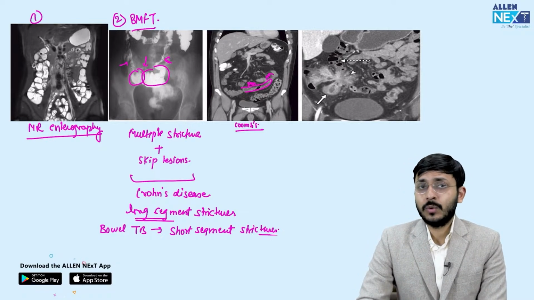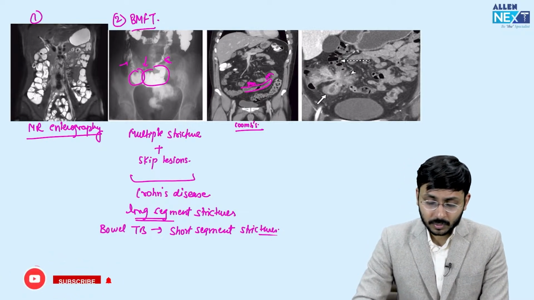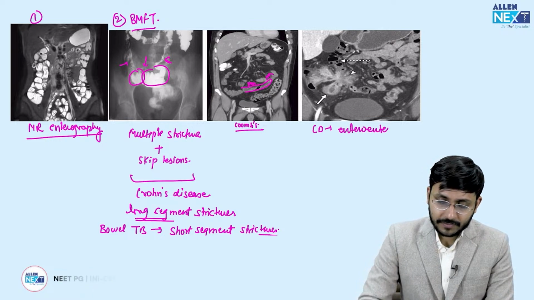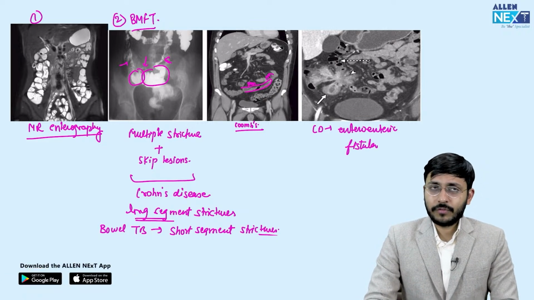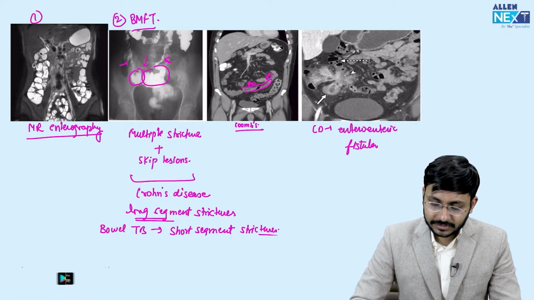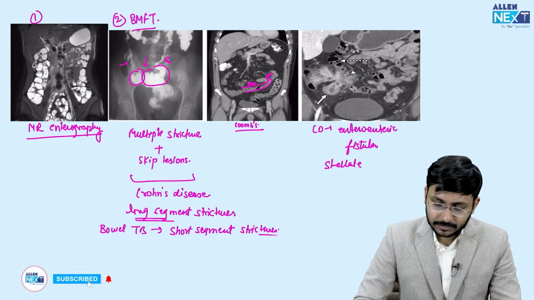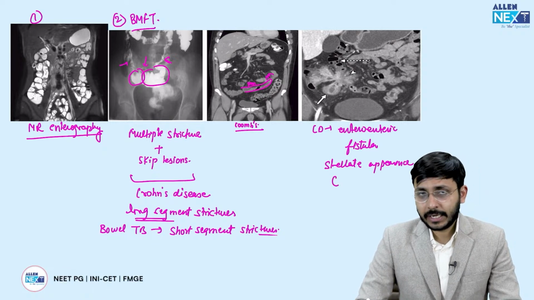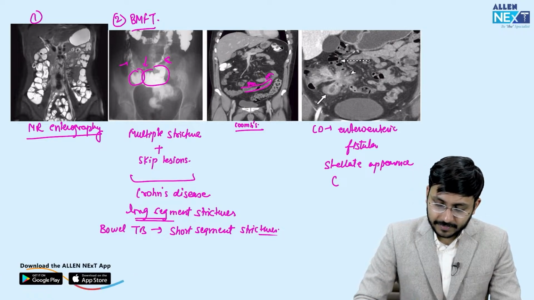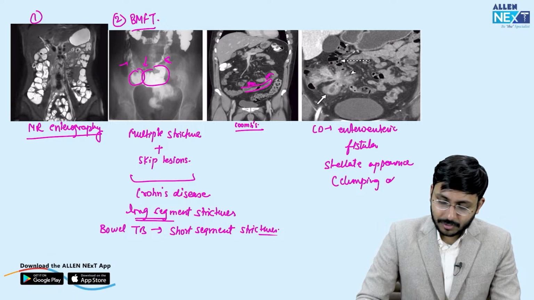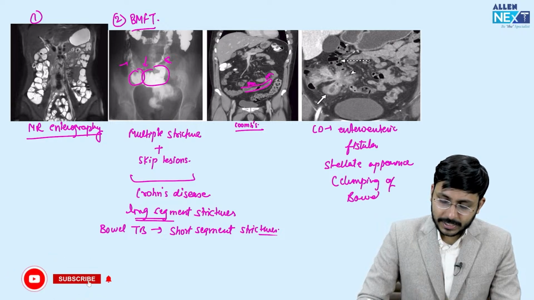Similarly, Crohn's, we know that it's a fistulating disease. So in Crohn's disease, we have these enteric fistula which develop. And such enteric fistula, the bowel gets clumped to each other, giving a stellate appearance. Stellate sign of bowel is in fact due to clumping of bowel loops secondary to an enteroenteric fistula.